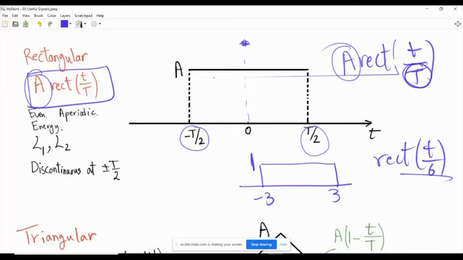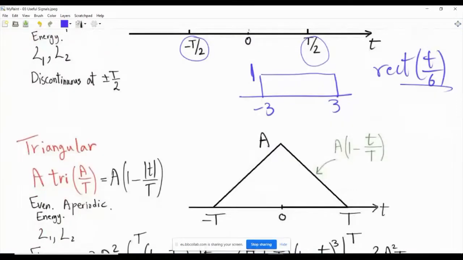Also useful is a triangular pulse, okay, and so I will write it like A. So A again is the amplitude, and then tri A over big T. Here there is maybe something confusing, but in the definition, for the tri, sorry, this should be small t. That's an error. So A tri small t over big T. Okay. Now the triangular pulse goes from minus big T to big T.